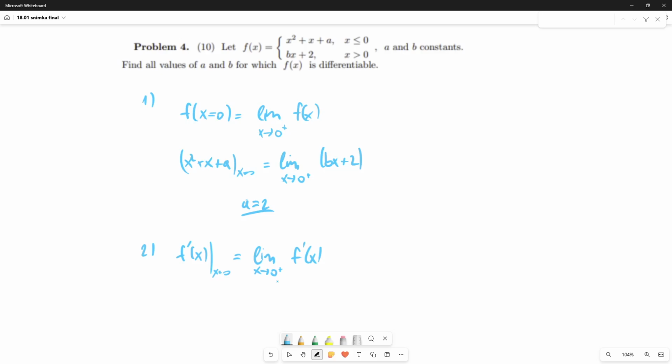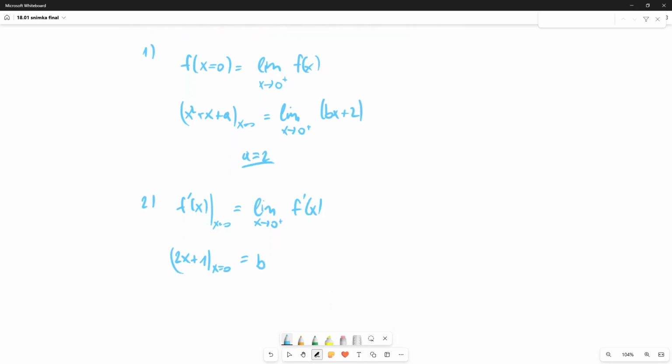So we have 2x plus 1 at x is equal to 0 must be equal to b. That leaves us with b is equal to 1.